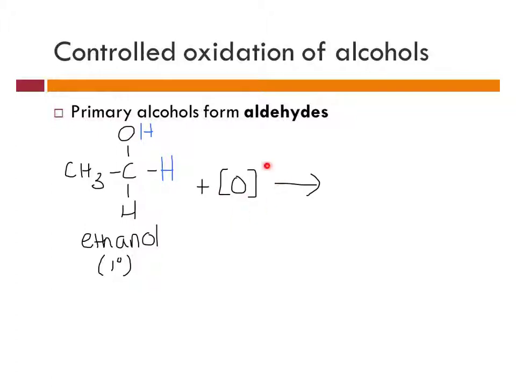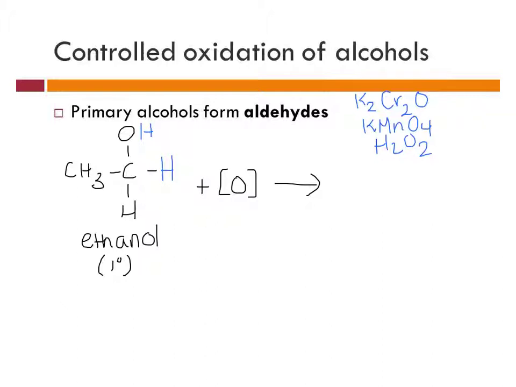So the oxygen in these oxidation reactions, often called active oxygen, is supplied by an oxidizing agent. And these are oxygen-rich compounds such as potassium dichromate, potassium permanganate, or hydrogen peroxide. On a test, you'd only be required to write square brackets around an O to indicate that it's an active oxygen or an oxidizing agent.